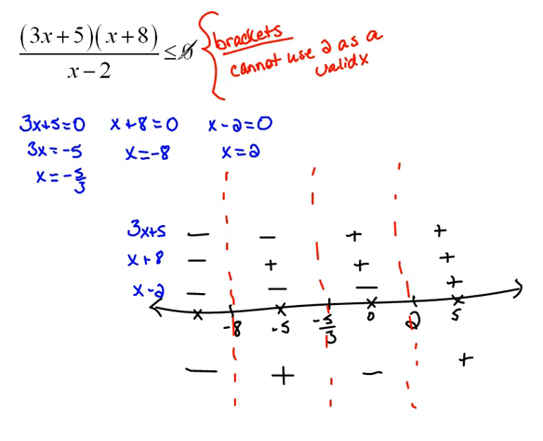We're looking for where they are negative, so I want these sections right here. That would be negative infinity to negative 8, joined with negative 5/3 to 2.